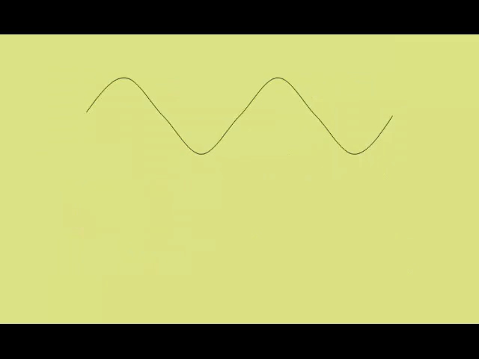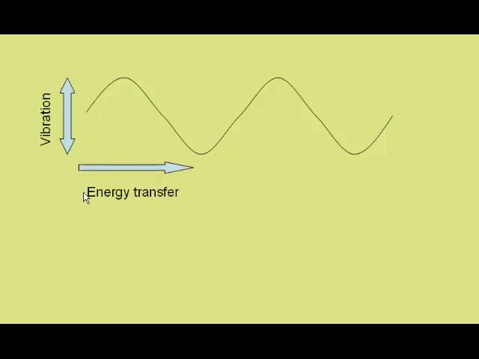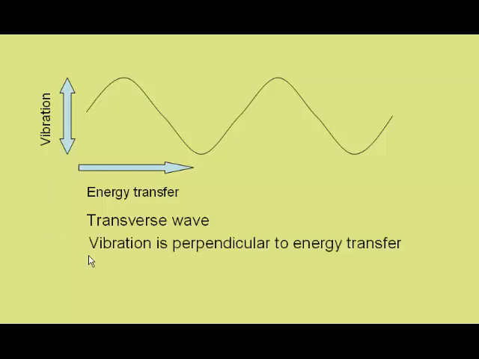Here we have another situation where this again could represent a slinky spring, but now the spring is being moved in this plane and energy is being transferred in this direction. So now vibration is at 90 degrees or perpendicular to energy transfer. This is called a transverse wave, trans meaning across, as in transatlantic, because the vibration is across the direction of energy transfer, or vibration is perpendicular to energy transfer.